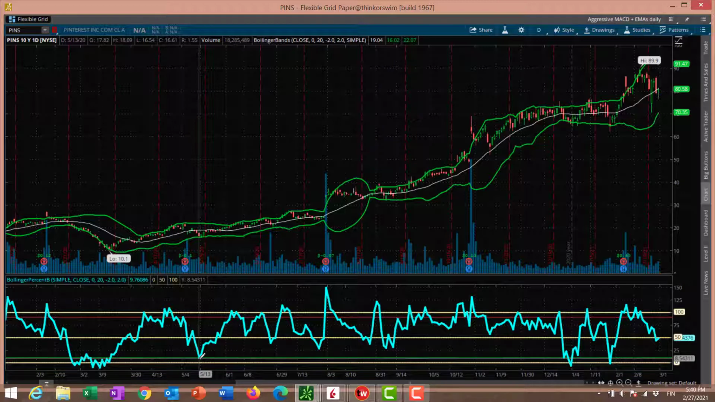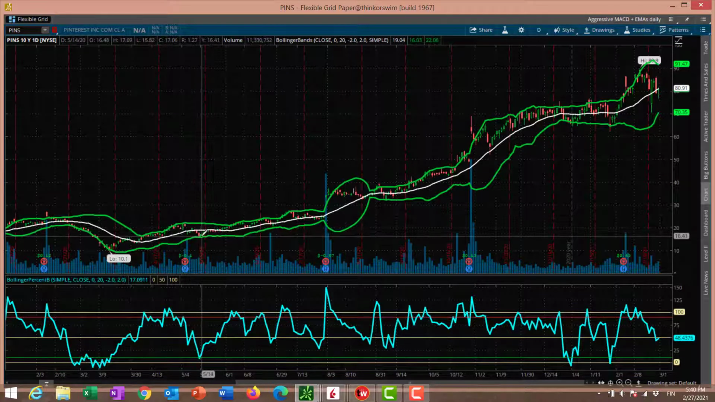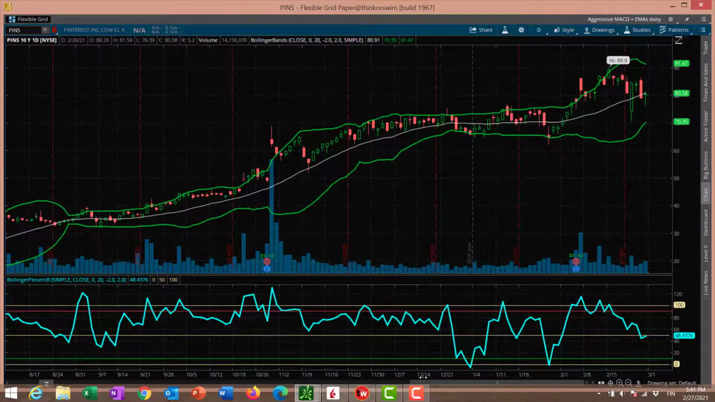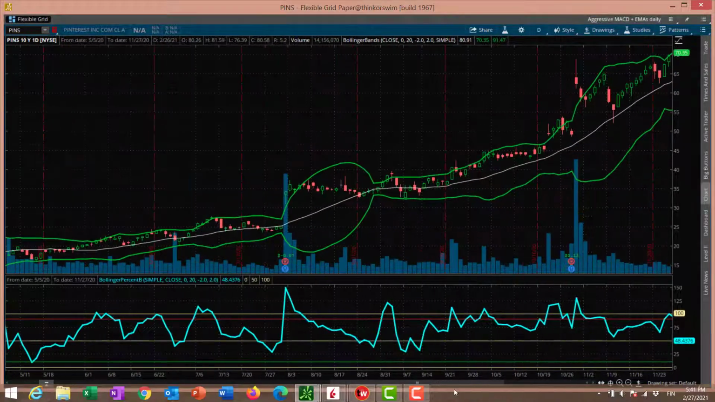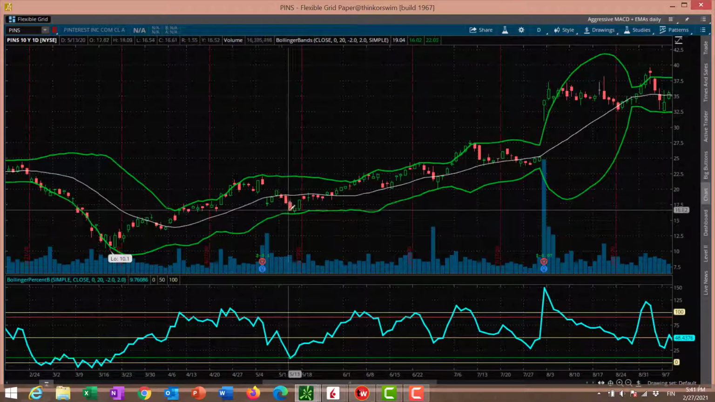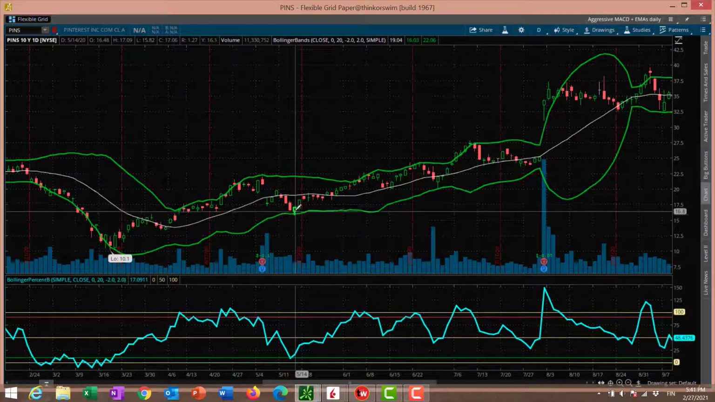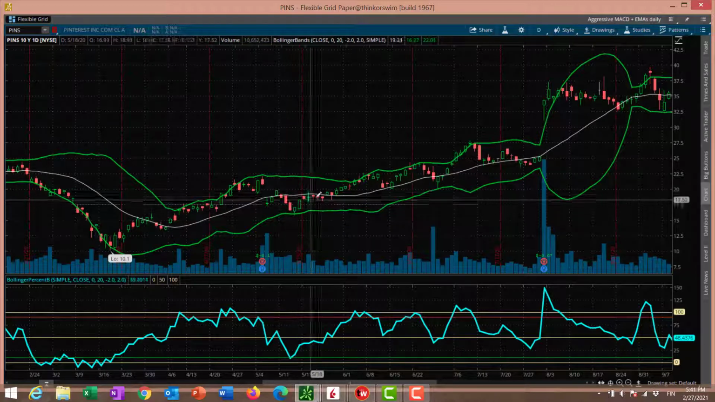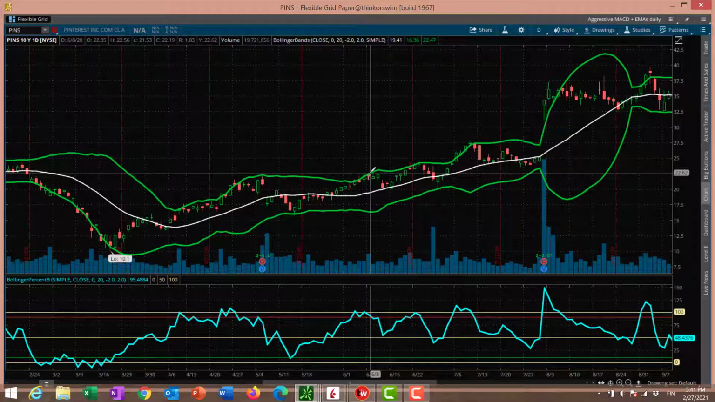Here a dip below, a green candle that closes above the Bollinger Band. I don't know if this is very easy to see. I can see it on the screen. Maybe your screen is large enough for you to see, but here it broke below, but the candle is green and it closed above. Well, maybe try going long. Oh, good trade.